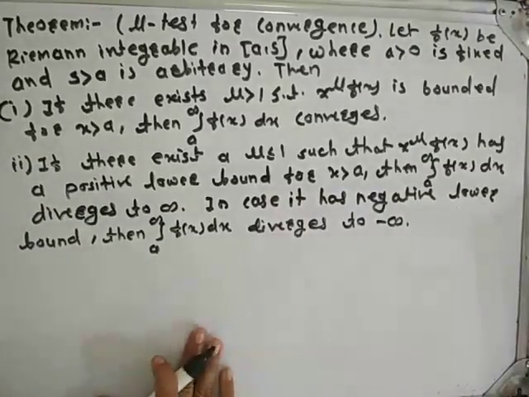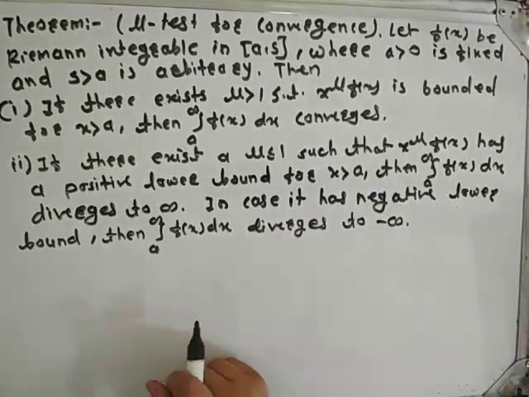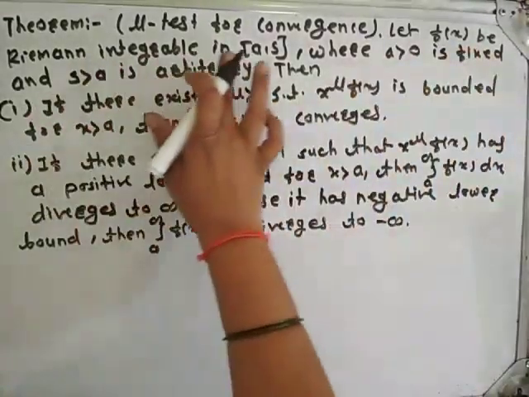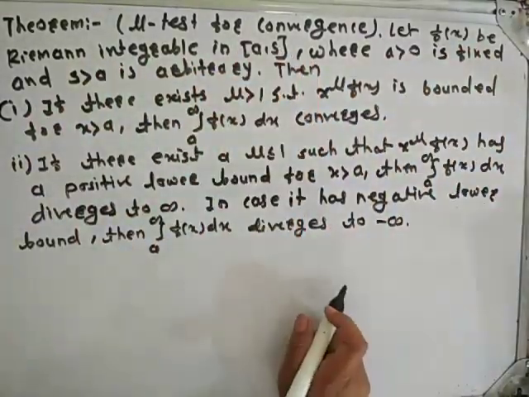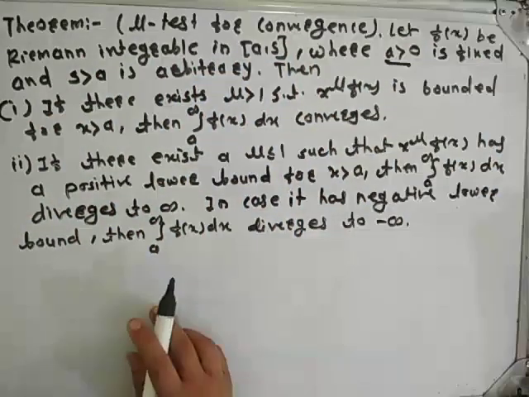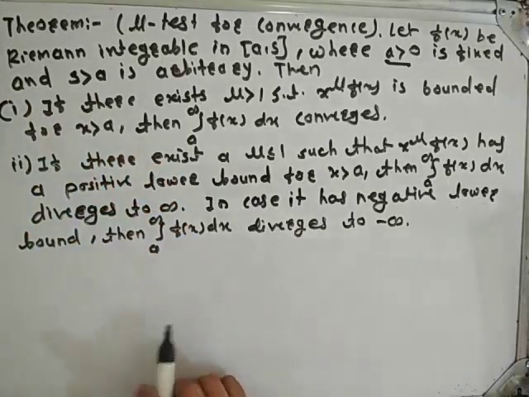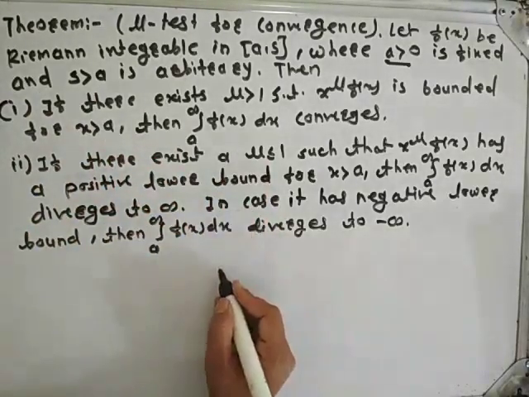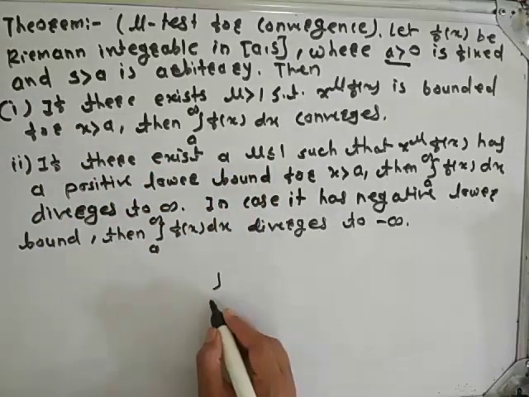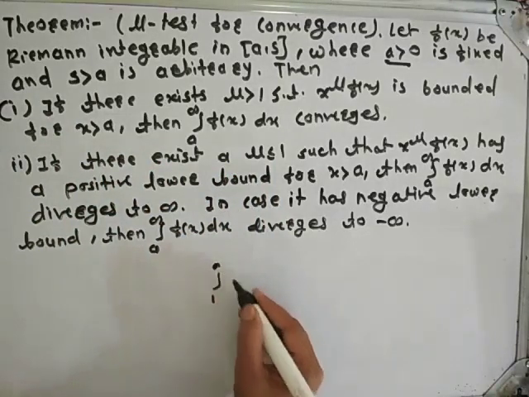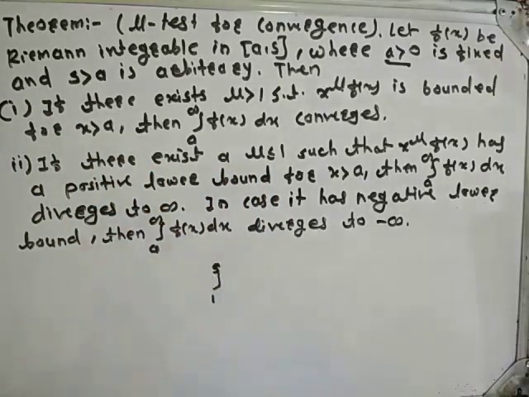Now, the next test is the mu test for convergence. Let f of x be Riemann integrable in the closed interval [a, s], where a is greater than 0, which is fixed, and s is greater than a, arbitrary. Okay, a is fixed means your integral is from 1 to infinity, 1 to s, like that.